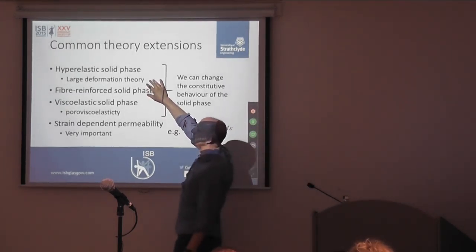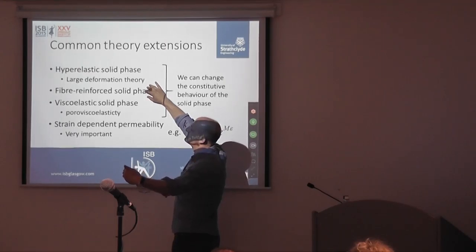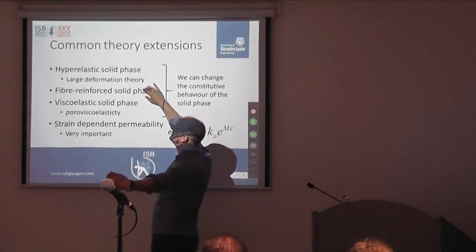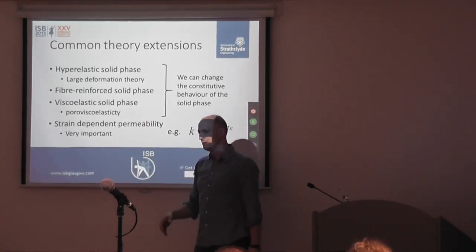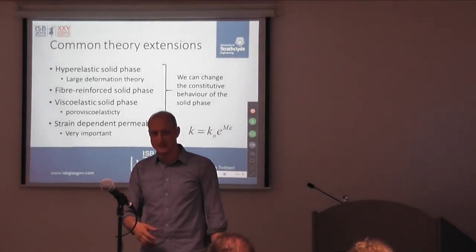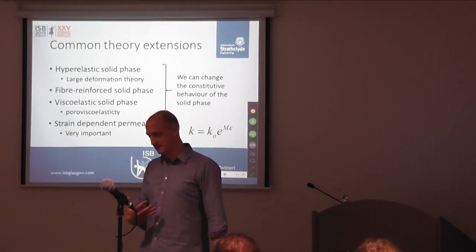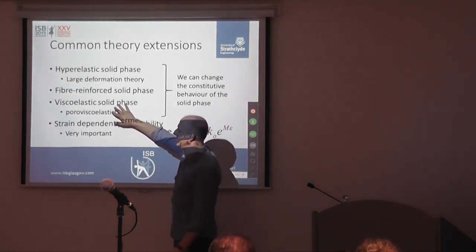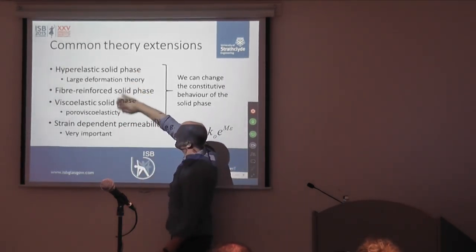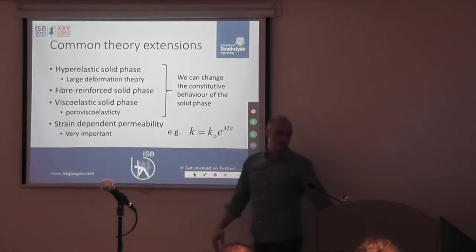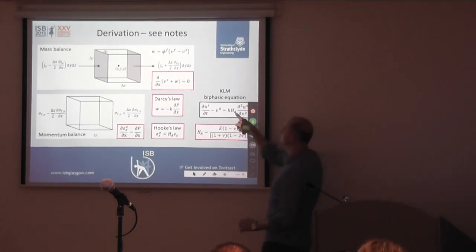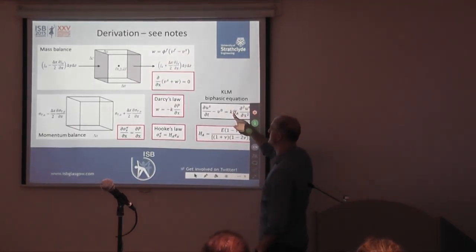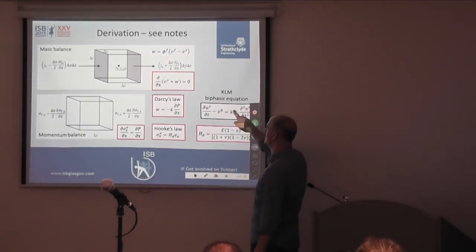You can also, in the solid phase, put fibres into it. Or also, quite often now, people are putting a viscoelastic model in for the solid phase as well, and really combining these two things. So we can get poroviscoelasticity. But so these three common extensions fit in to this HA and the constitutive behavior here and how that varies.